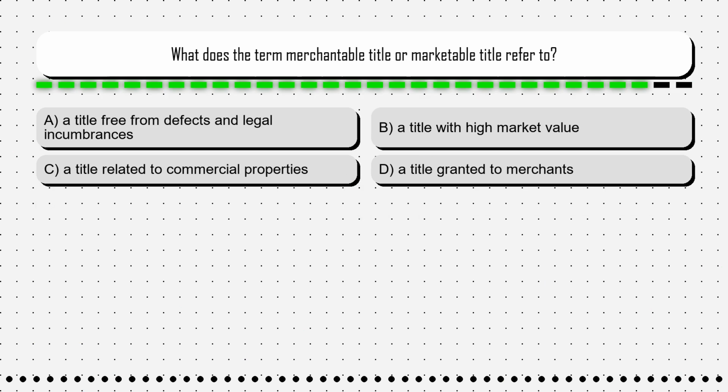Question 16. What does the term merchantable title or marketable title refer to? Option A, a title free from defects and legal encumbrances. Option B, a title with high market value. Option C, a title related to commercial properties. Option D, the title granted to merchants.